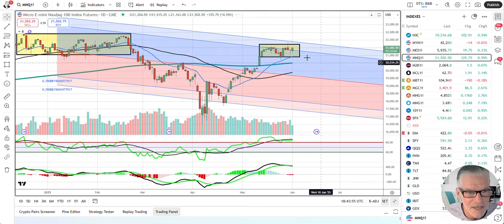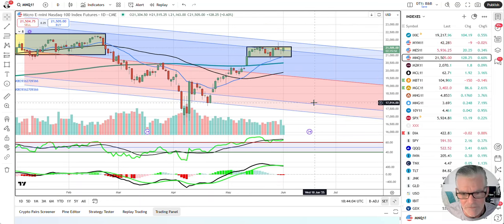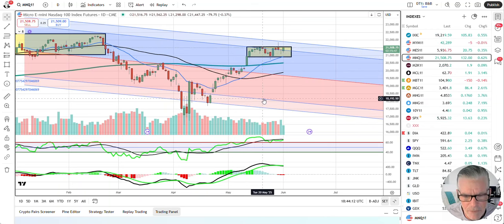Same with the NASDAQ. We're above Friday's level, and we are really banging up on the top of this very tight range, right? We've been in this 2.5 weeks. We've been in this tight little trading range after a very nice run off the April 7th lows.